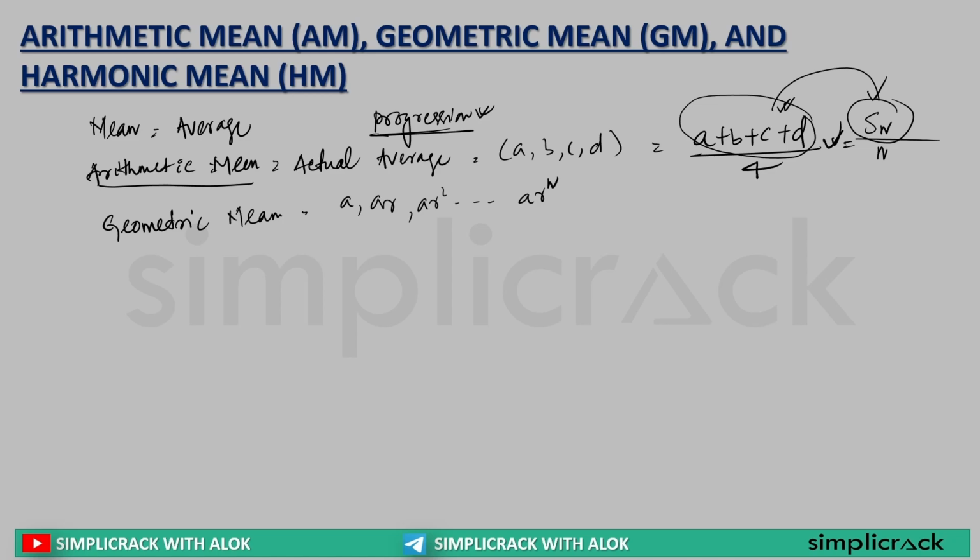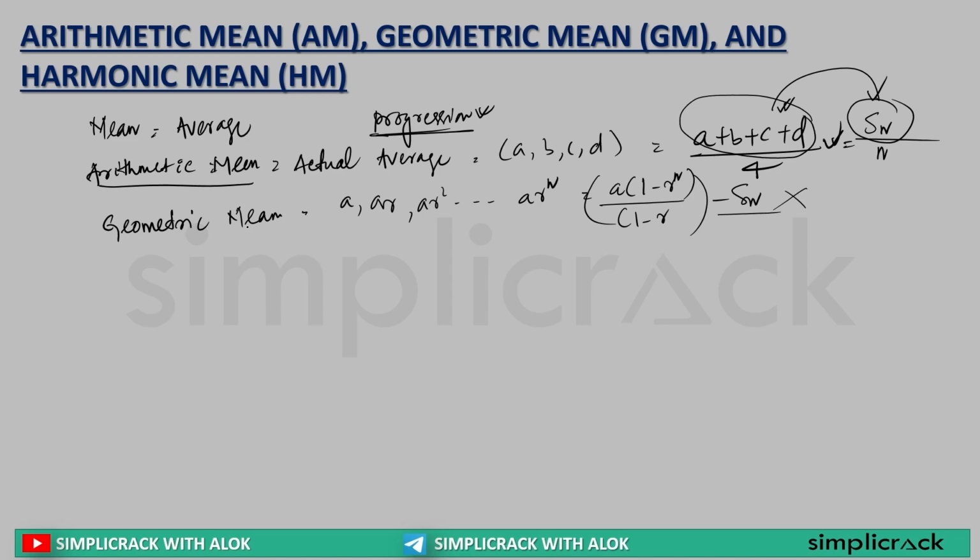Now, what we know is the sum of the geometric progression is A times 1 minus R to the power n divided by 1 minus R. If I take the sum divided by the total numbers, I will easily get the mean out of it. But here the geometric mean is not calculated this way.